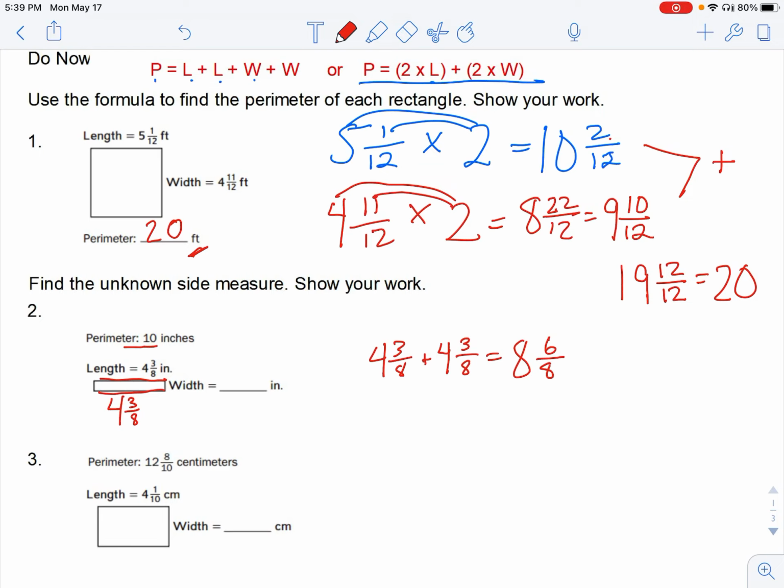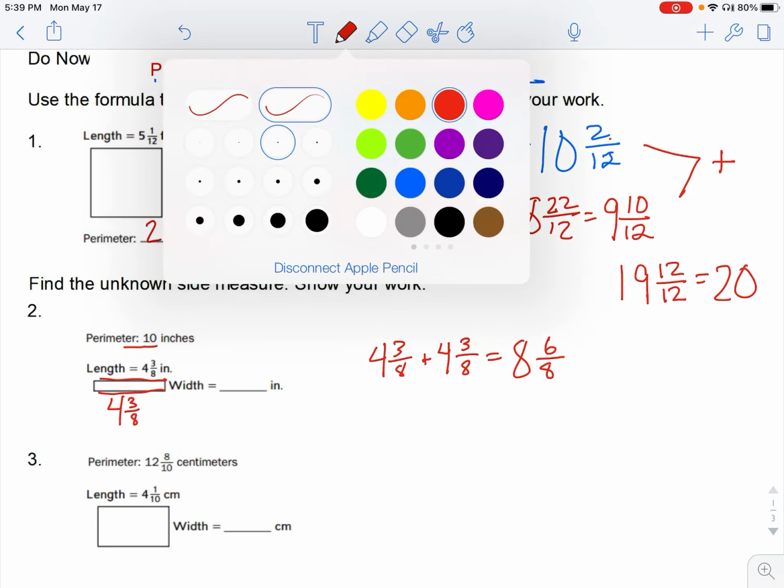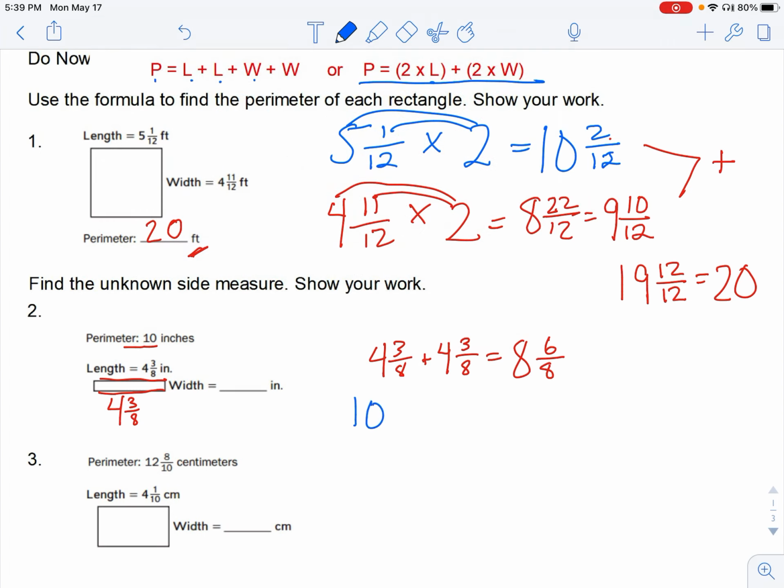Okay, and I know the total perimeter is 10 inches, so I'm going to take that 10 inches of total perimeter and subtract the sum of the two sides that I just found. Right, 8 and 6/8, and I'll do fractions first. 0/8 minus 6/8, you can't do it. So I'm going to borrow and make this a 9 and 8/8, and then subtract 8 and 6/8, and I will get fractions first, 2/8, and 9 minus 8 gives you 1. So we have 1 and 2/8.